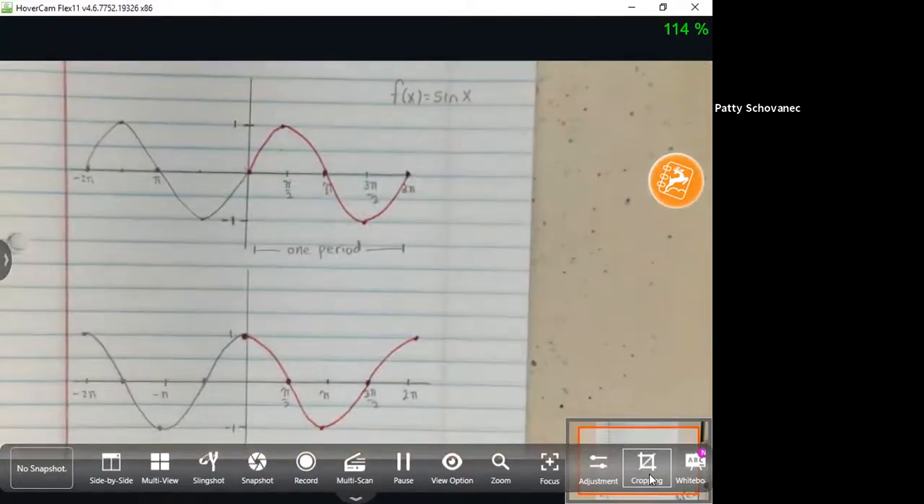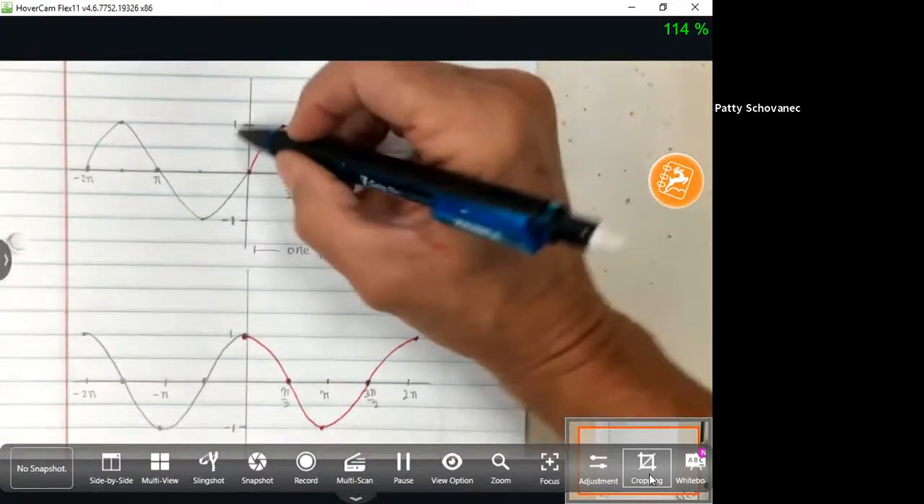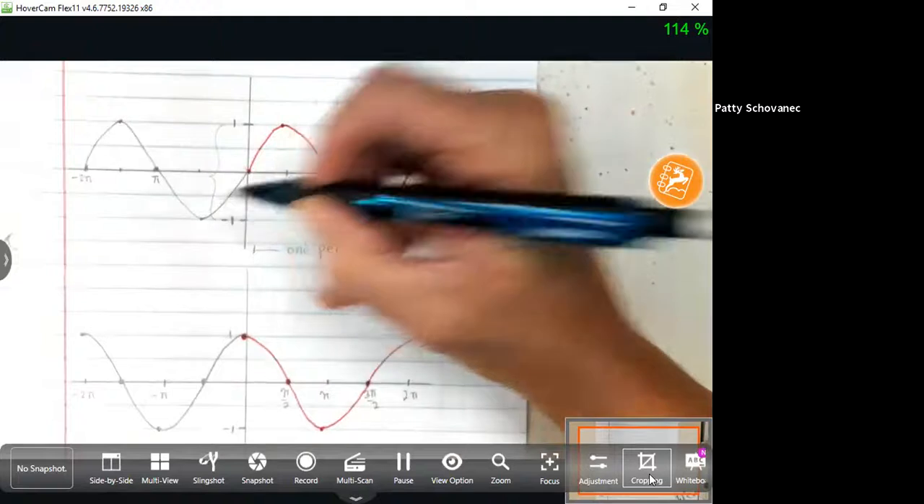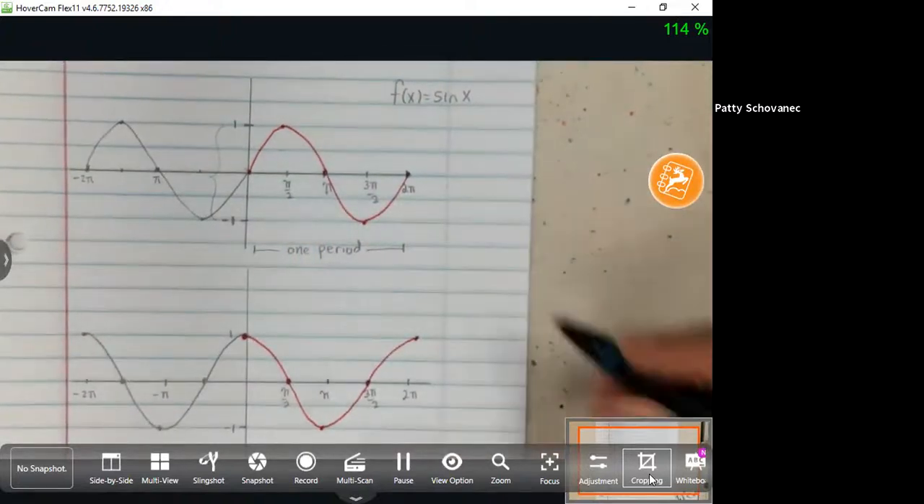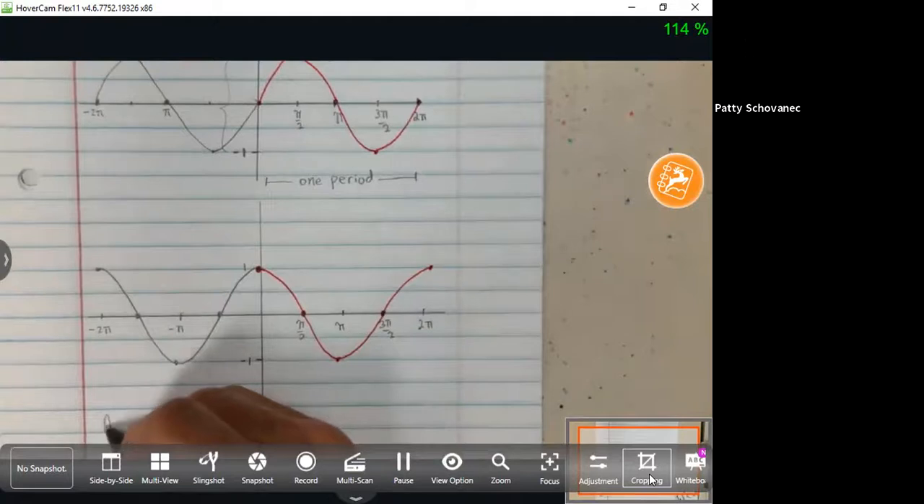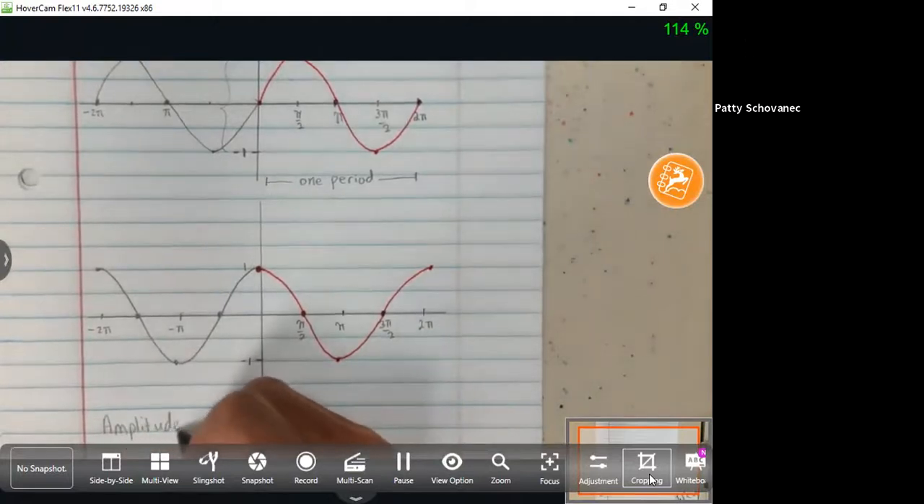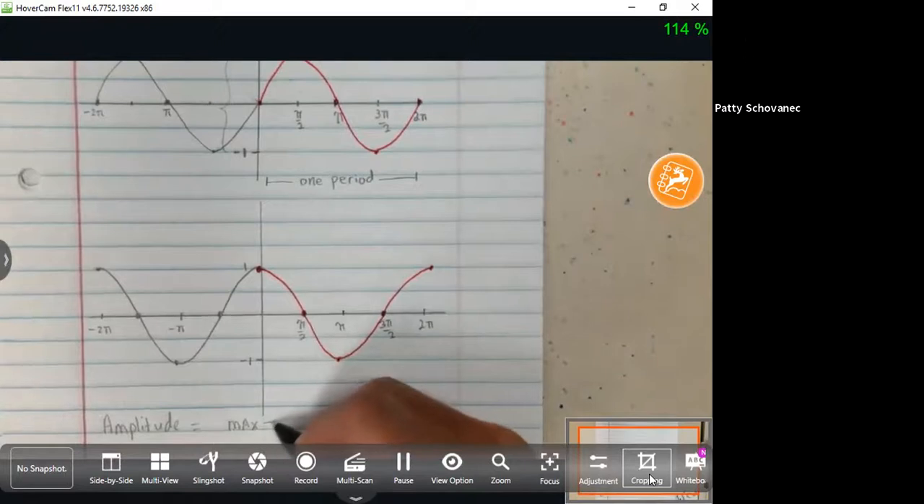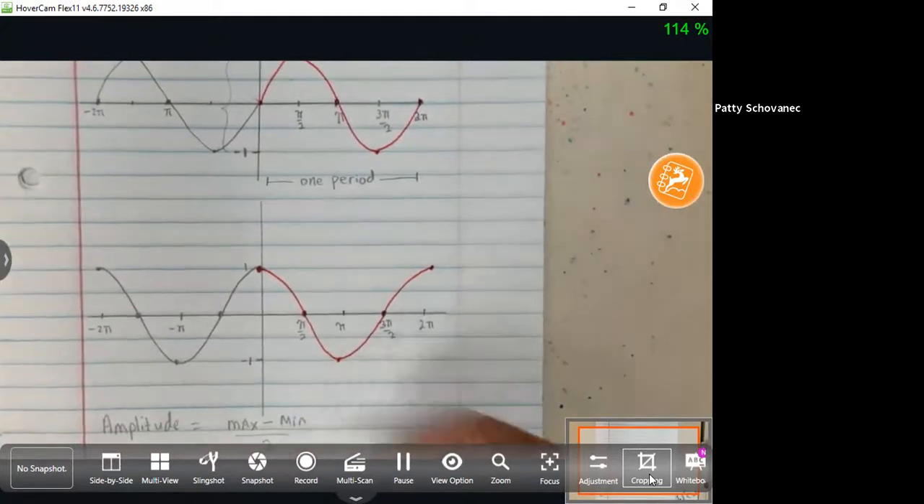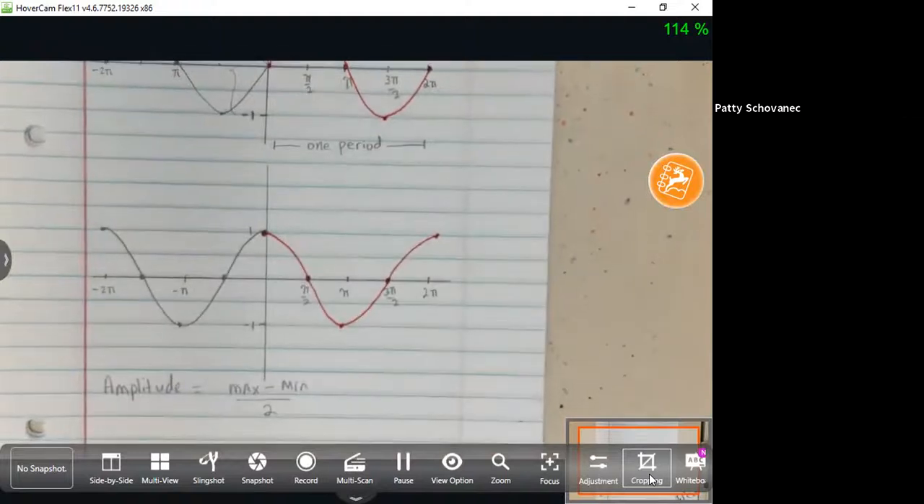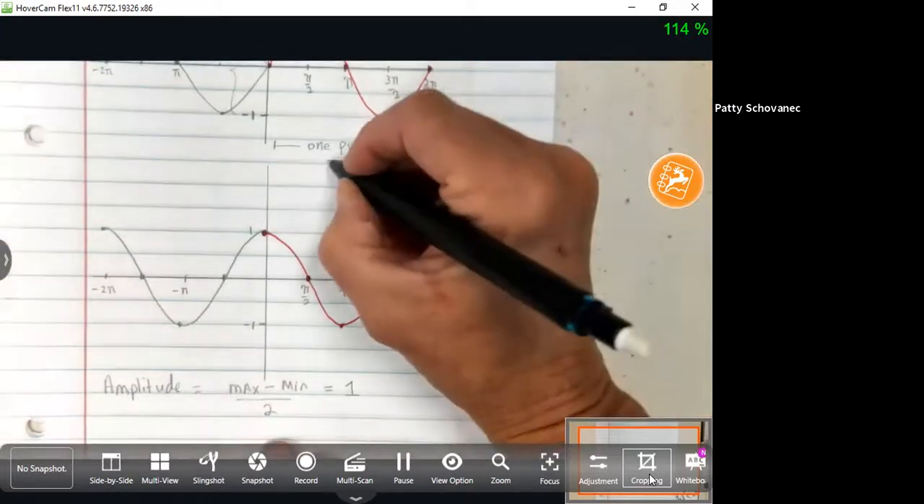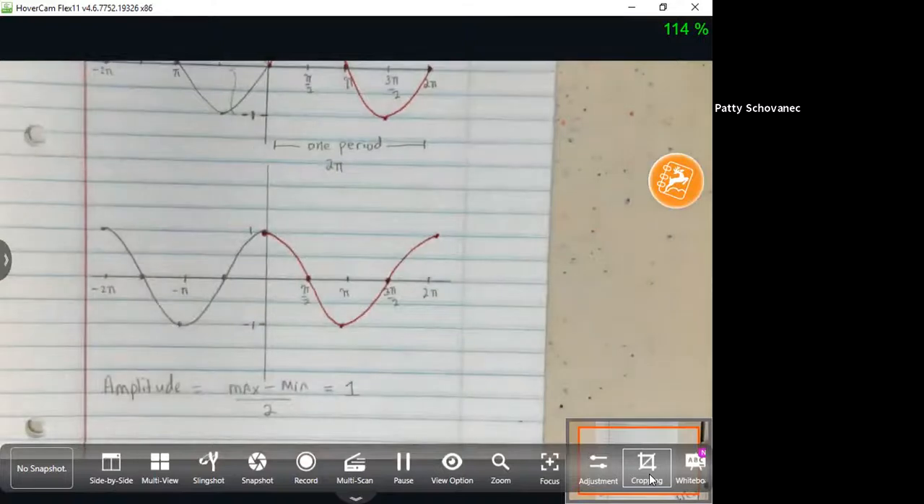The distance between the top point and the smallest point divided by 2 will be called the amplitude. So the amplitude is equal to max minus min divided by 2. For these basic graphs, the max is 1, the min is negative 1. So 1 minus a negative 1 is a positive 2, divided by 2 is 1. The period has length 2 pi, and the amplitude is 1 in the basic graphs.